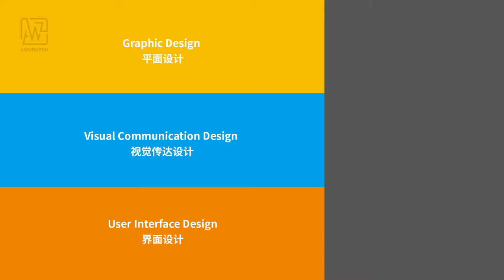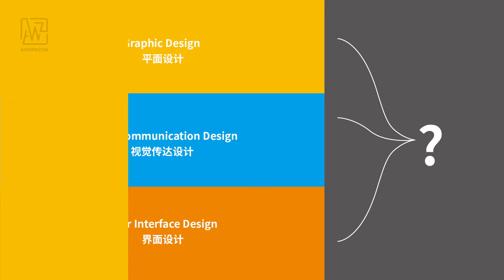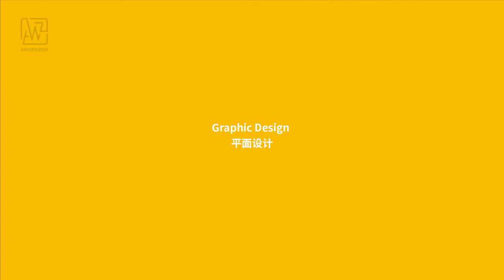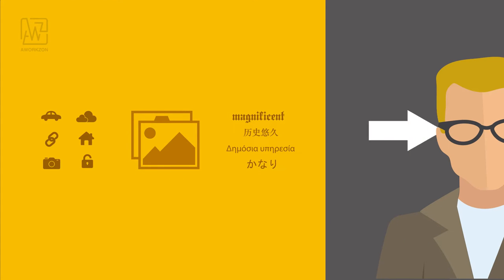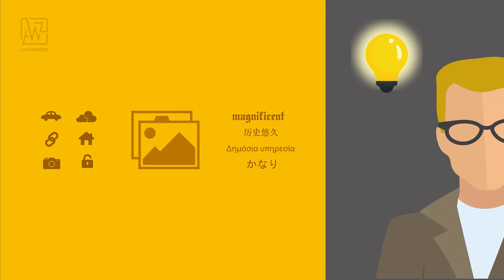Graphic design, visual communication design, and user interface design are the most common concepts we hear about in graphic design. But are they the same? Graphic design is to convey and communicate ideas and information via symbols, images, and text.